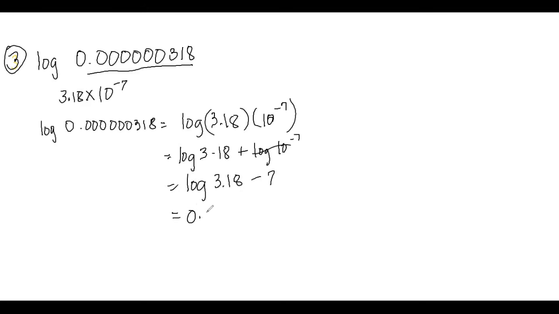0.5. Okay, 0.5024. 0.24. Okay. Minus 7. Simplify. Minus 7. Negative 6.4976. Six ba? Six.